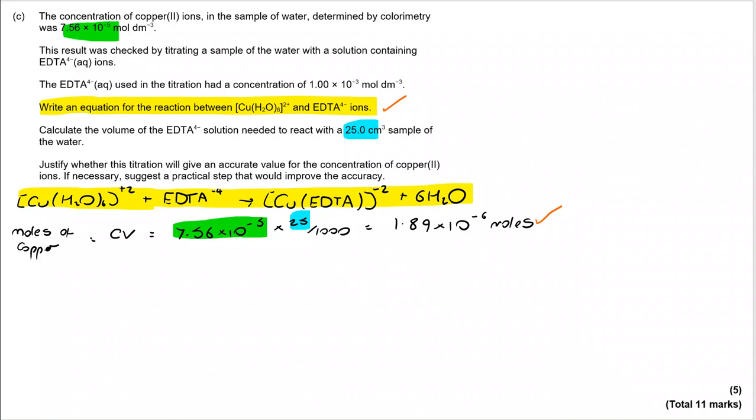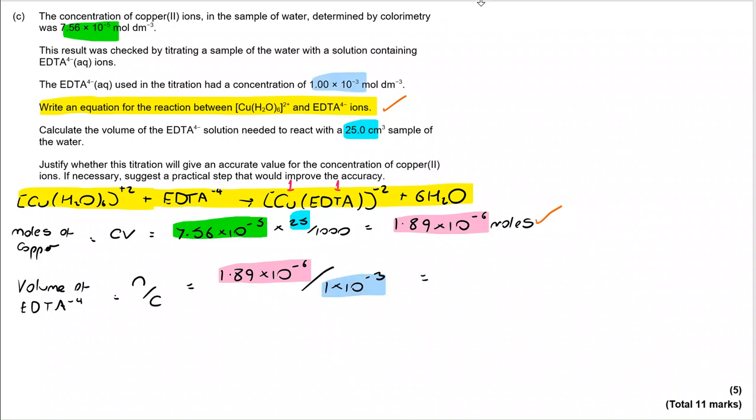What we now need to do is follow that calculation through with the EDTA. EDTA, we want to know the volume, so we need to do number of moles divided by concentration. Now we actually know the number of moles that are reacting here is 1.89 by 10 to the minus 6. And we know that because in the copper EDTA complex, there is a 1-to-1 ratio of copper to EDTA. So 1.89 by 10 to the minus 6.